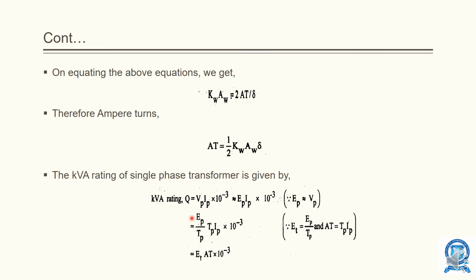Now comes the KVA rating of the transformer. KVA rating Q is equal to voltage in primary into current in primary into 10 to the power minus 3. So VP is nothing but EP into IP into 10 to the power minus 3. Now I'm going to substitute the value of ET. ET is nothing but EP by TP, and the AT value. I'm just substituting these two values.